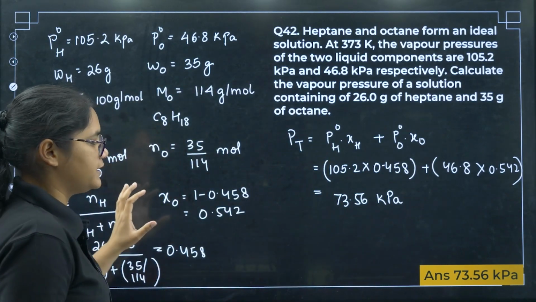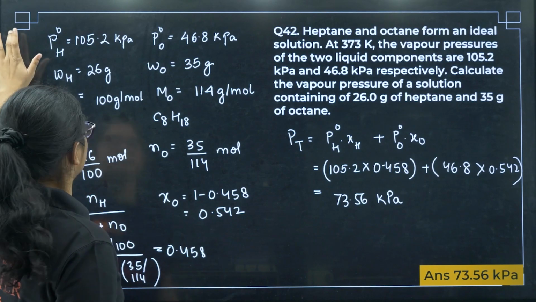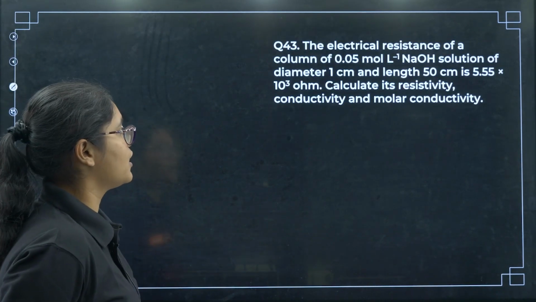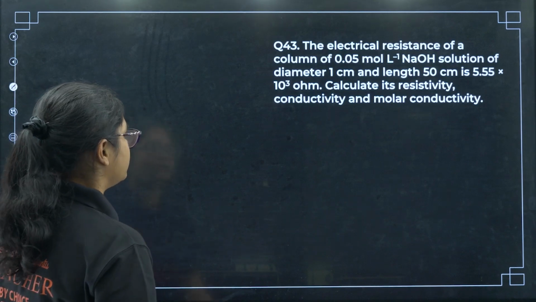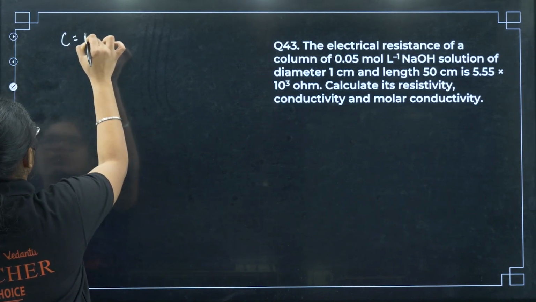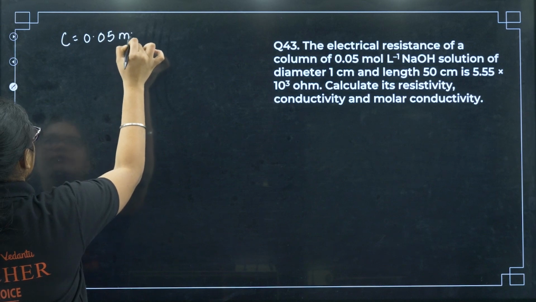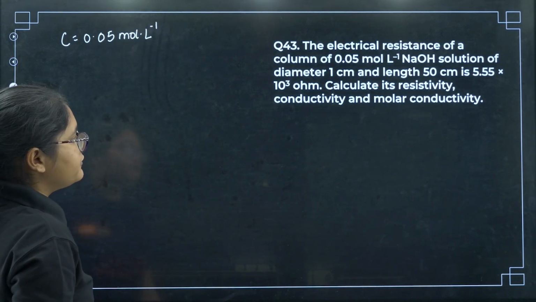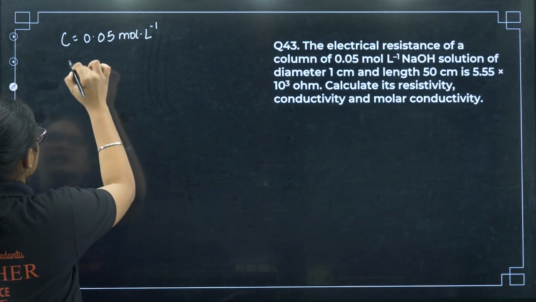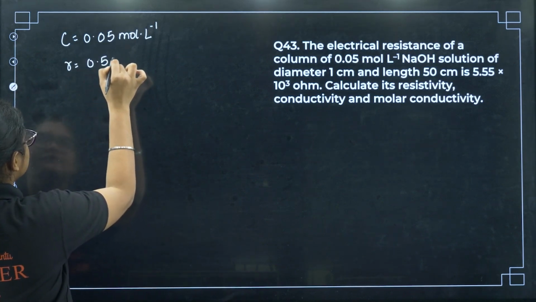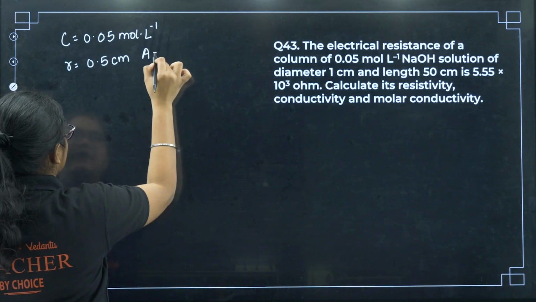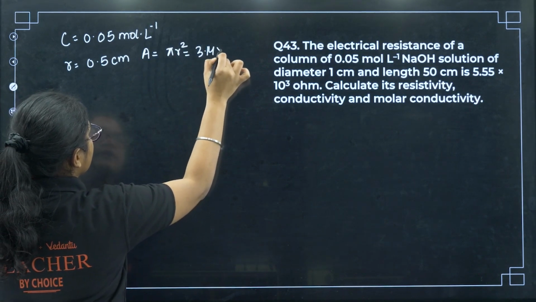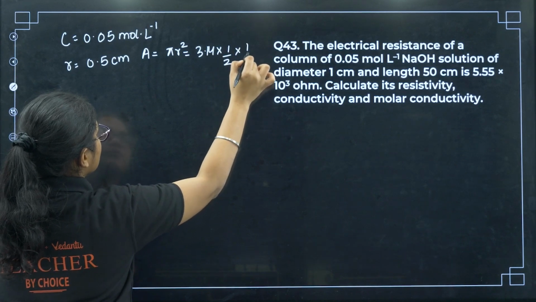Okay, so I have to solve this and check the calculation. Here the calculations are a little lengthy, so you have to be very careful. Okay, next question number 43. The electrical resistance of a column of 0.05 mole per liter NaOH solution of diameter 1 centimeter. So what will be the radius? 0.5 centimeter, and we can calculate the area from here, pi r square, it is 3.14 into r square, 1 by 2 into 1 by 2.